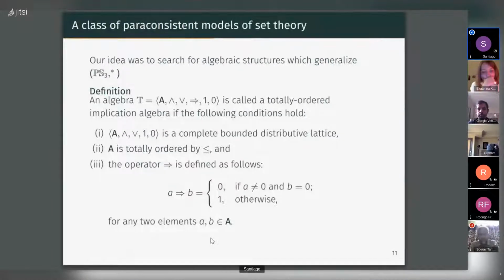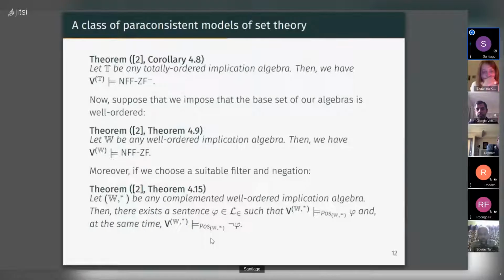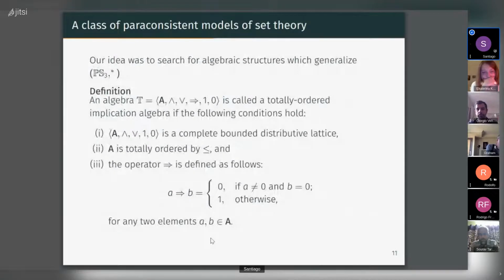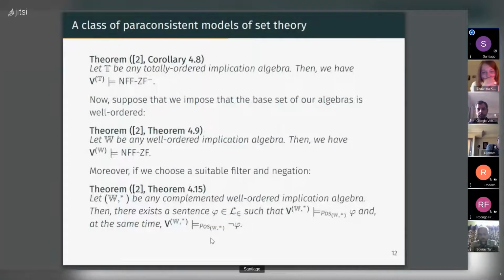And then you just go up. So these are all chains. Then you have the four-value chain, the five-value chain, etc. And then we have the following results. Let T be, where T are these algebras, let T be any totally ordered implication algebra.